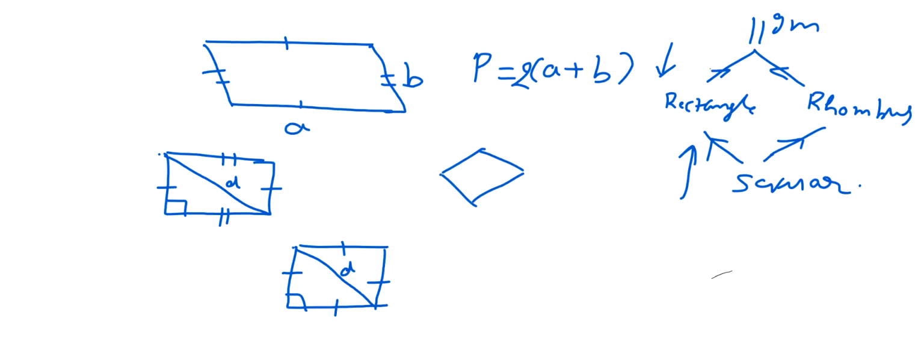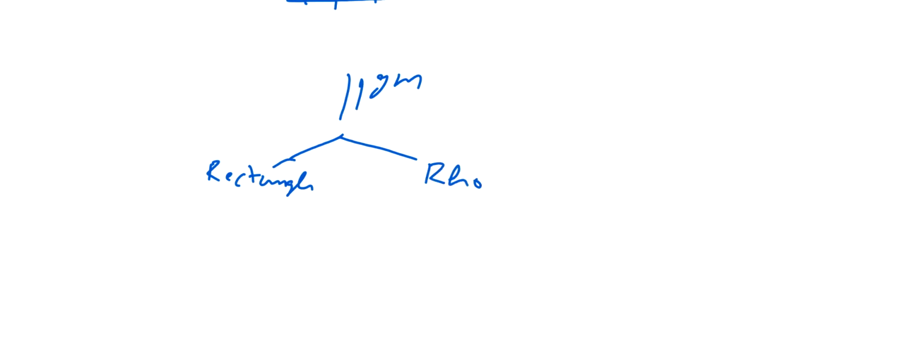Any doubt? Then speak. Sir, I didn't understand this figure, the rectangle. See, I am drawing again. There is a parallelogram. From a parallelogram, we can make two things first: either we make a rectangle or we make a rhombus. And from a rectangle or rhombus, we can make a square.